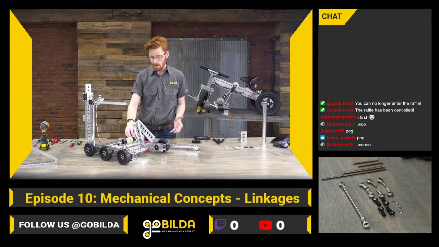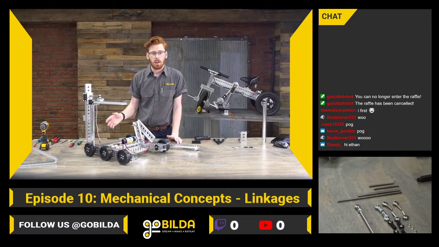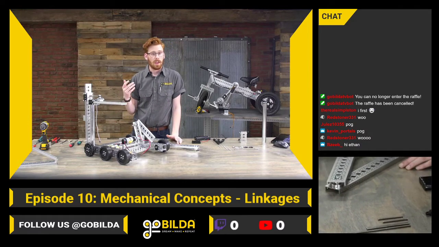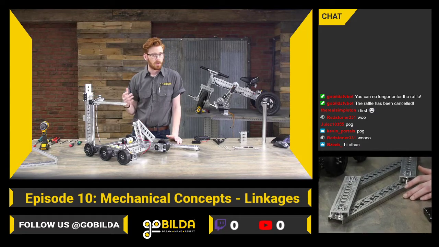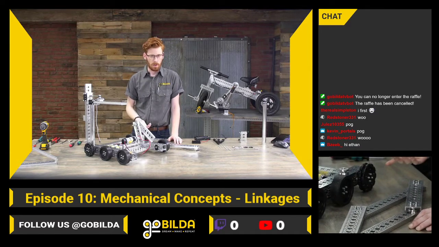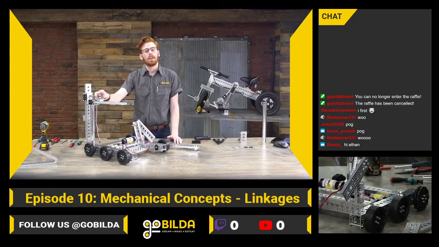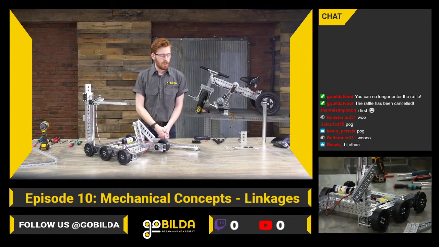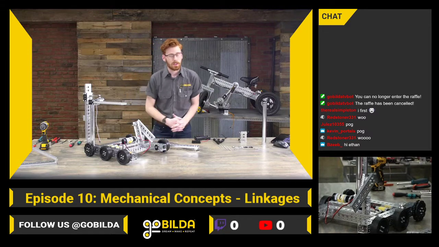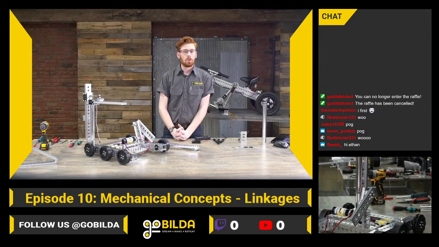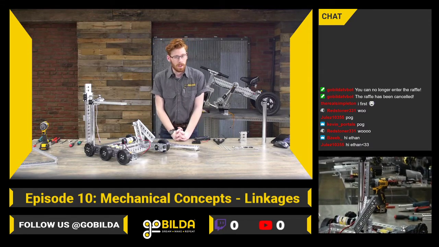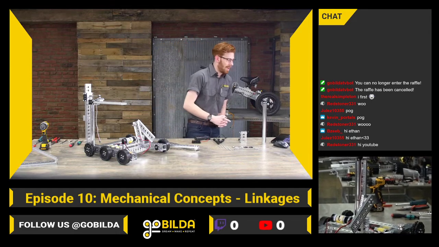So in this show, we're going to talk a lot about servo-driven and motor-driven linkages and different ways you can use those in competition robots, as well as different joints you can use to go between those different mechanisms. And we're also going to be taking a look at some new Hitec and new goBILDA products that we're going to be carrying.